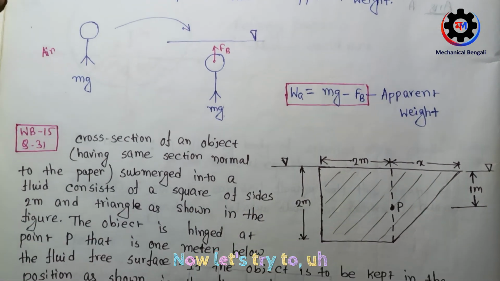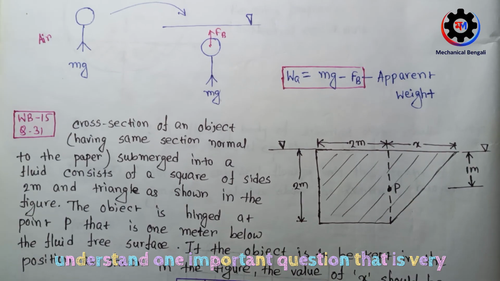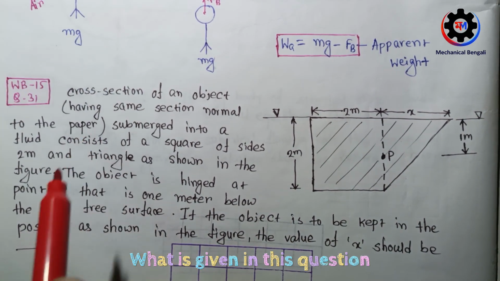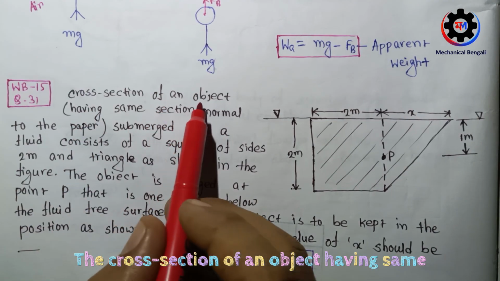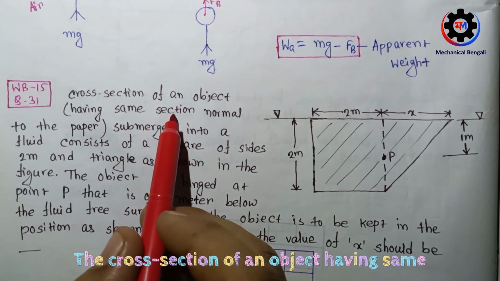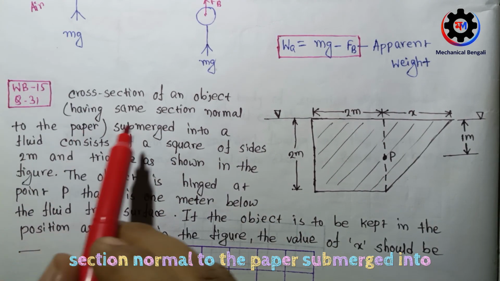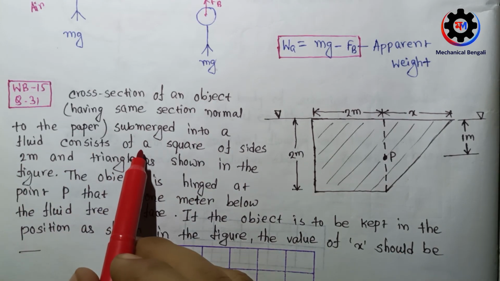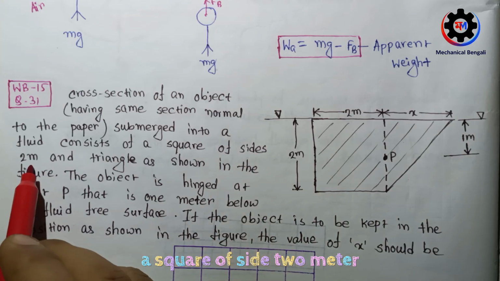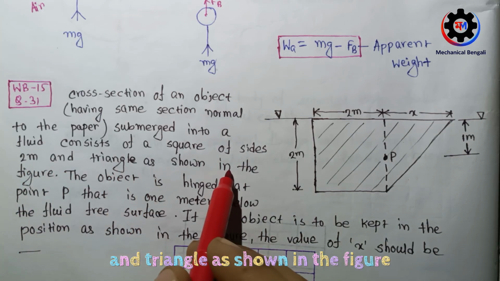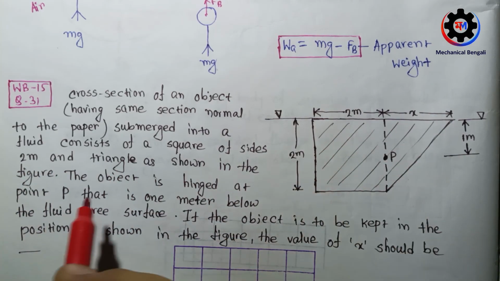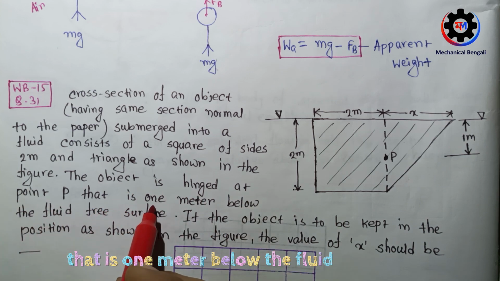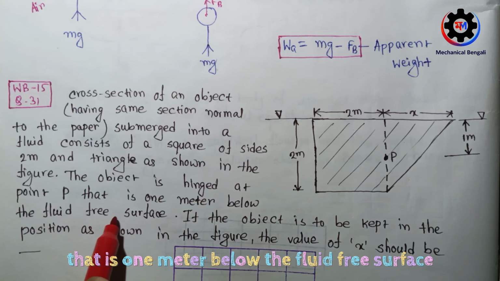Now let's try to understand one important question that is very important from the GATE point of view. What is given in this question? The cross section of an object having the same section normal to the paper, submerged into a fluid, consists of a square of side 2 meter and a triangle as shown in the figure. This figure is given here. The object is hinged at point P, that is 1 meter below the fluid free surface.